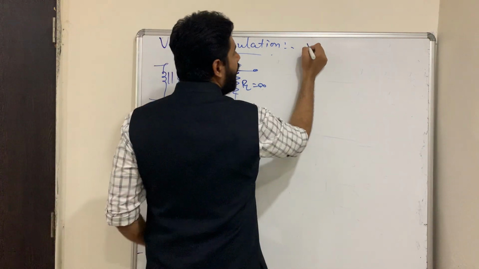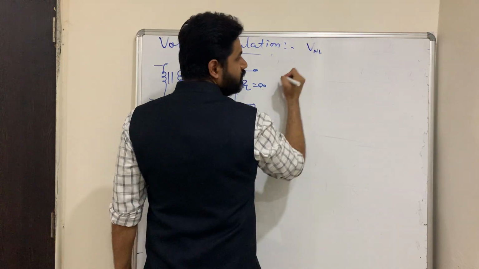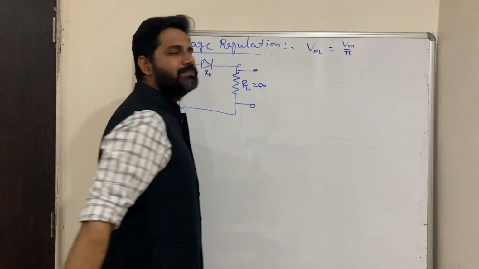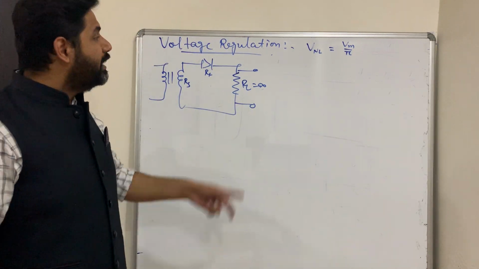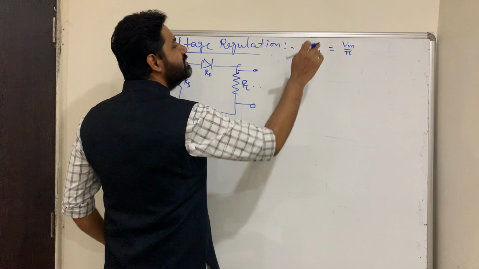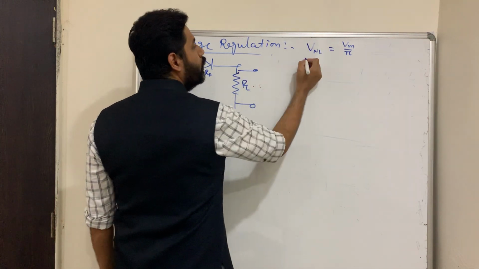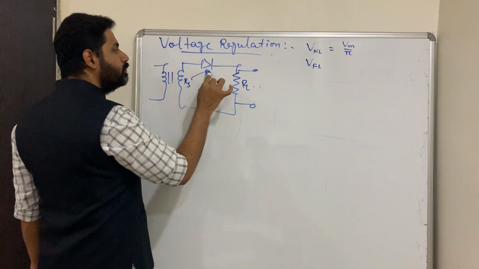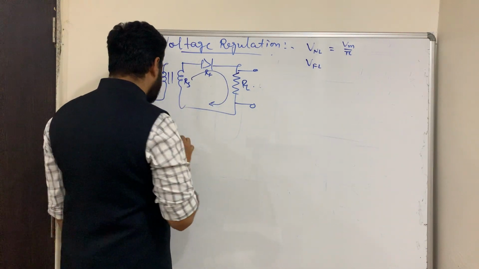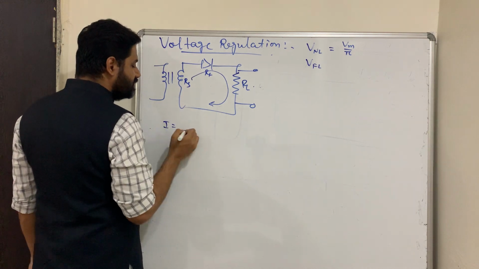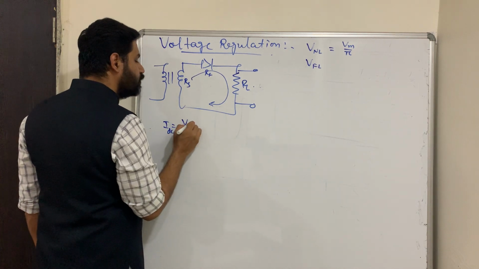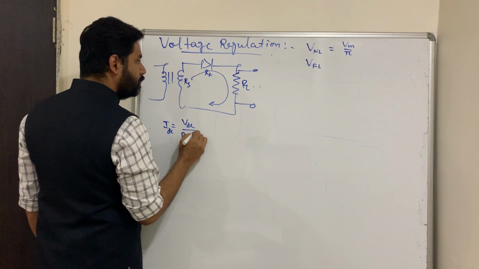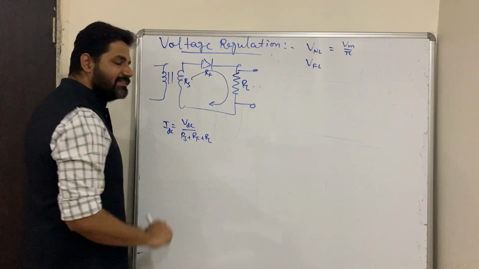So in the no load condition, the output voltage will be maximum, Vm divided by pi. Is it clear? Fine. But the moment I have something which is not infinity, meaning full load, say the full load is RL, so what will happen? Current will flow. How much current will flow? I, which is equal to IDC, which is equal to VDC divided by total resistance RS plus RF plus RL. This is my IDC.